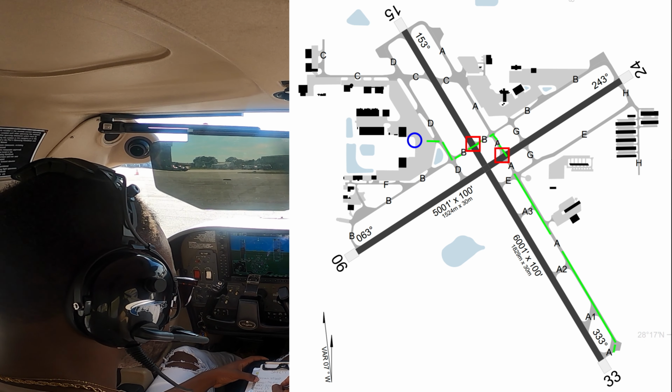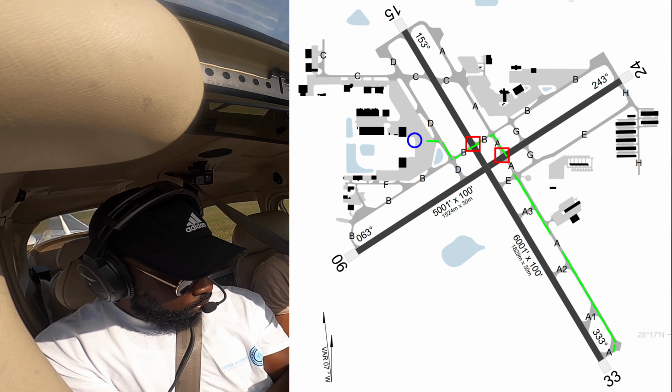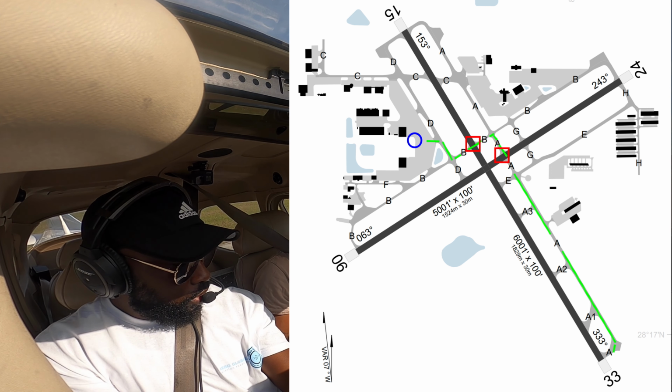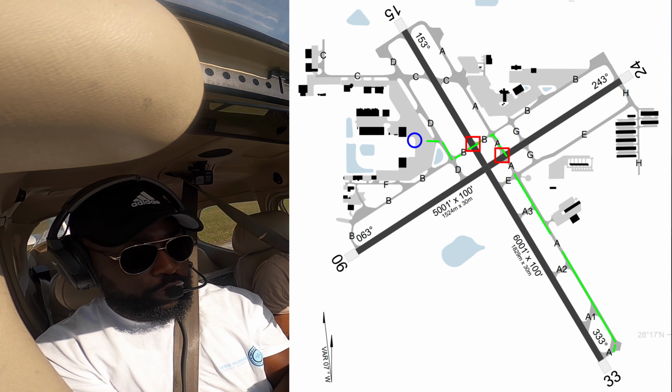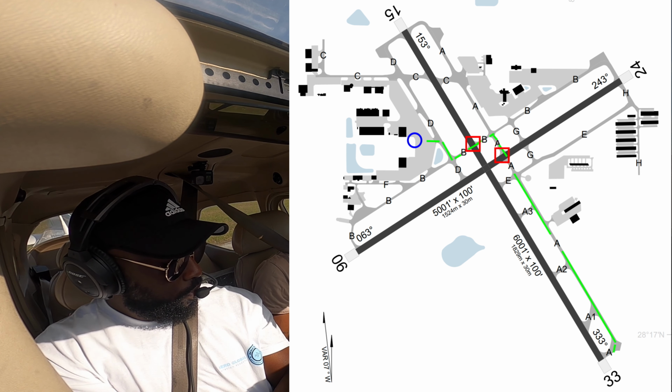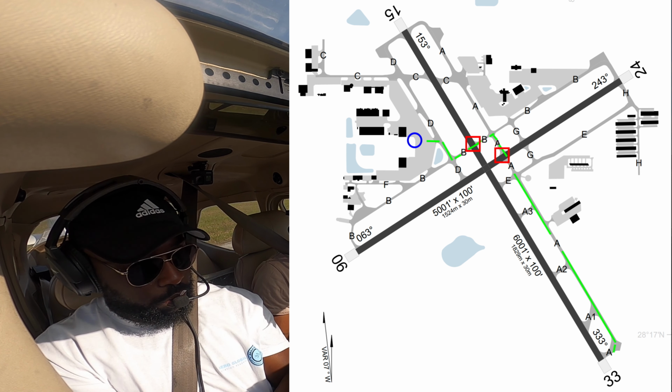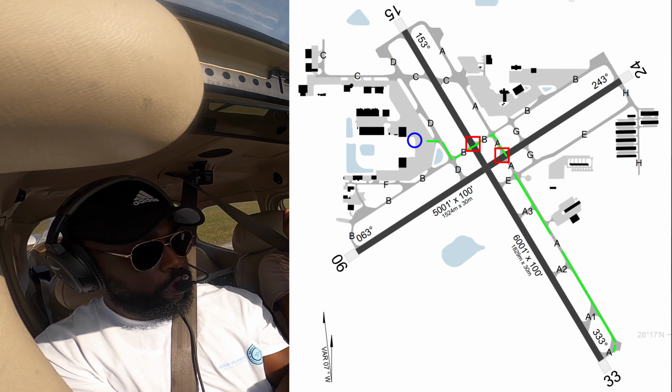If you notice, after we crossed runway 33 at Bravo, if you watch the video, after our turn on Alpha, they immediately told us to cross runway 24 on Alpha.